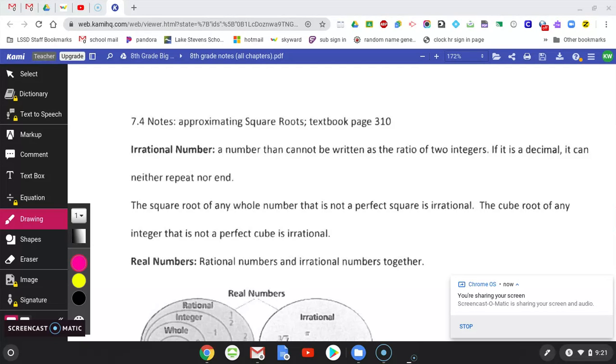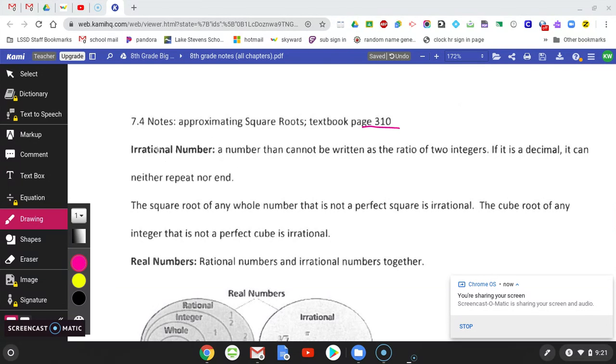7.4, approximating square roots, on page 310 in your textbook. So we're going to learn about how to classify numbers and then also how to approximate square roots. So for ones that aren't perfect square roots, we're going to figure out how to approximate what that is.